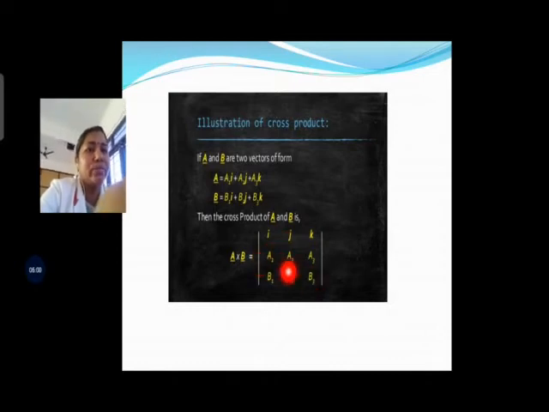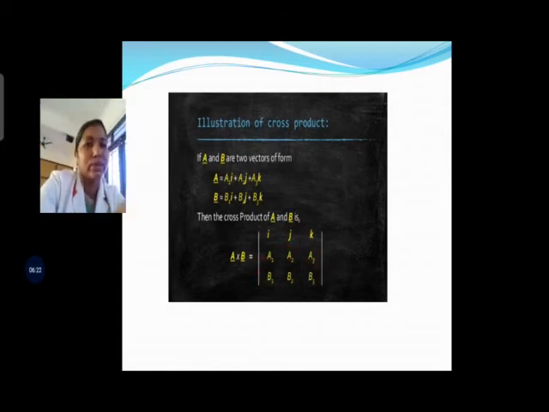If you want to write i, you have to leave this row and column and just multiply these things. If you want to get j, you have to leave this row and this column. Likewise for k, leave this row and this column. So these things will be multiplied like a matrix. Here we get the answer for the cross product.